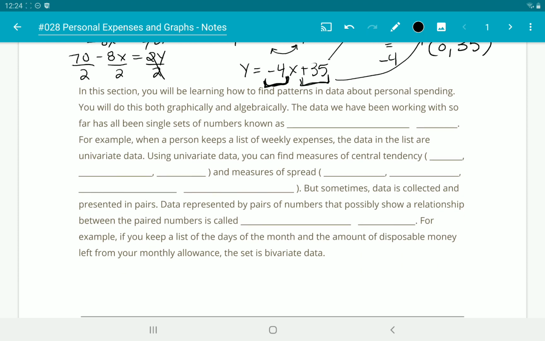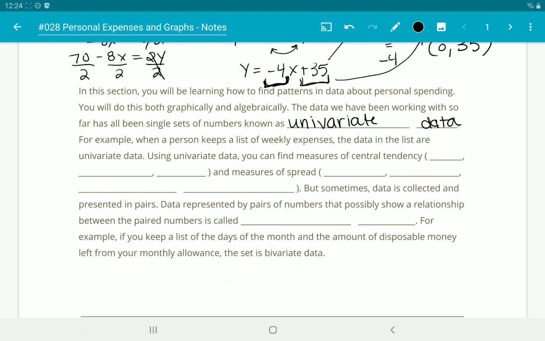So in this section, you're going to be learning how to find patterns in data about personal spending. You will do this both graphically and algebraically. The data that we've been working with so far has been all single sets of numbers, so you only have one number to look at, and that's called univariate data. So one variable is all that means. Just like a unicycle has one wheel, univariate means one variable. For example, when a person keeps a list of weekly expenses, the data in the list are univariate data. All you would have is how much they spent each time they spent money.